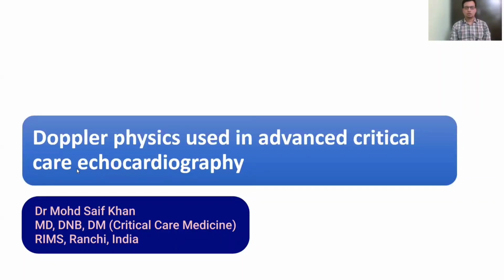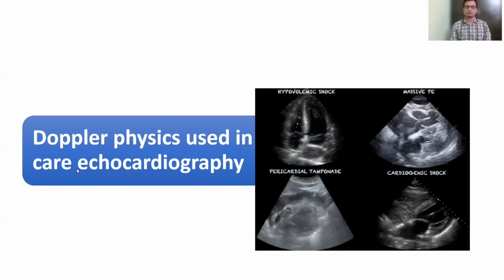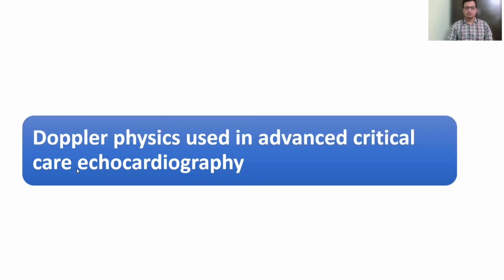Hello friends, echocardiography is an essential tool to assess the hemodynamic status in critically ill patients, to classify the shock, to assess for fluid responsiveness. Doppler is the language of blood flow and the direction. In this video, I'm going to cover what the Doppler principle is, what are various Doppler modes available in your ultrasound machine, and how it is used to assess various hemodynamic parameters in ICU.